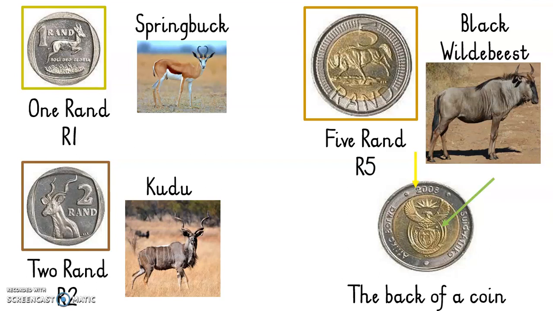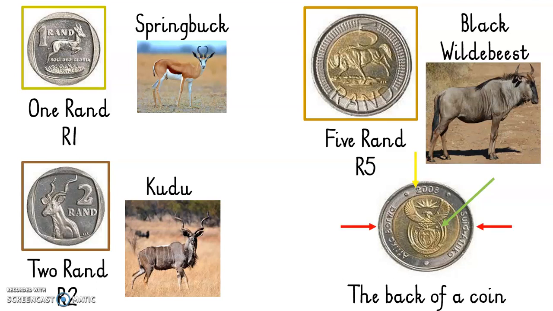The next thing we're looking at, where the green arrow is pointing to, is the middle of the coin. That is our national symbol. It is called the coat of arms of South Africa.